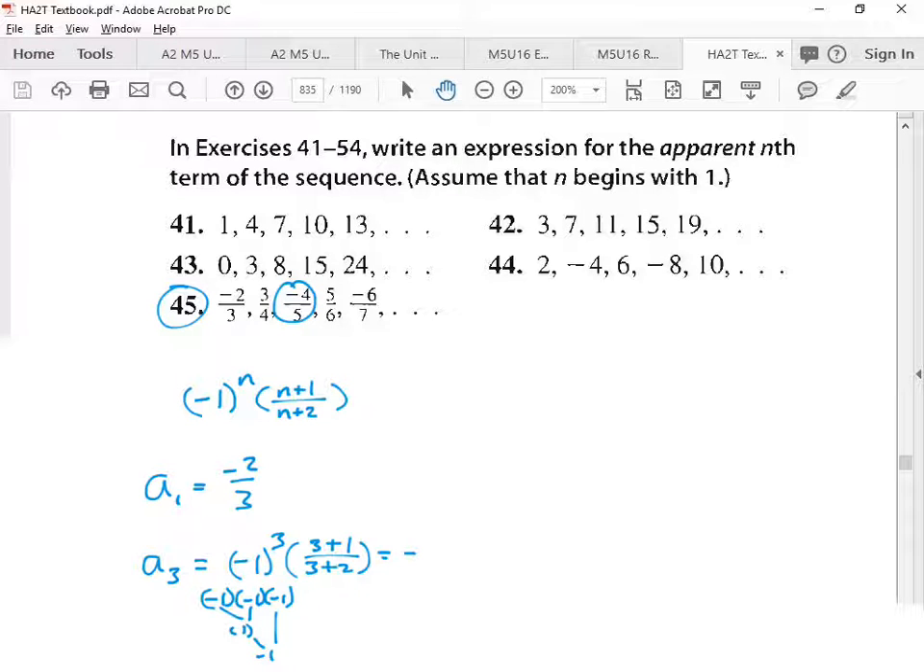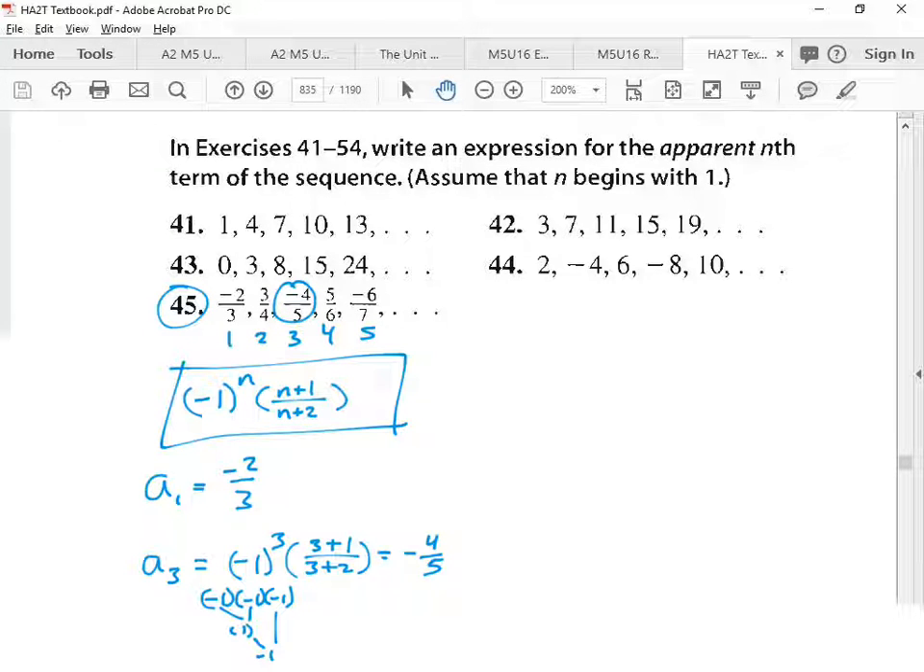Now what is 3 plus 1? 4. 3 plus 2? 5. And it works. Actually, I shouldn't have boxed that one because that's not our answer, but it does work. Okay, so that was the third term. That was 1, 2, 3, and then 4, 5. If I plug in 5, would I get that? Positive. If I plug in 4, would I get that? Yeah. So it all works.